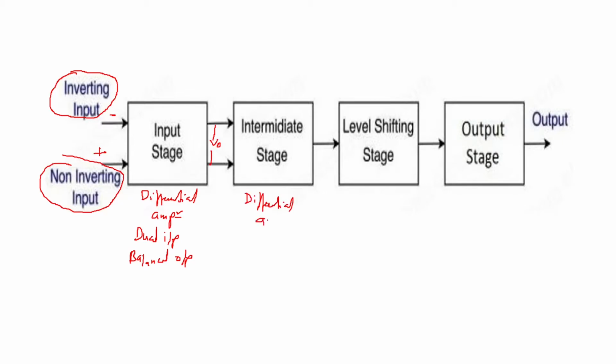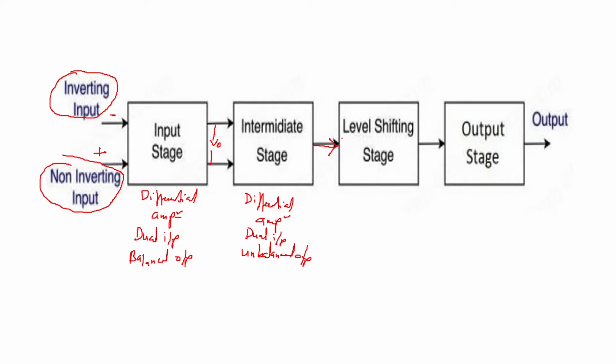Differential amplifier. Now here also you have dual input, but unbalanced output. Unbalanced output means only one output line you're getting here.